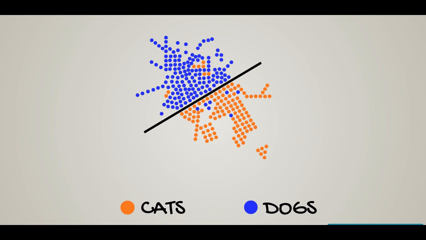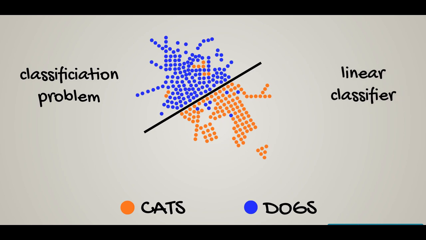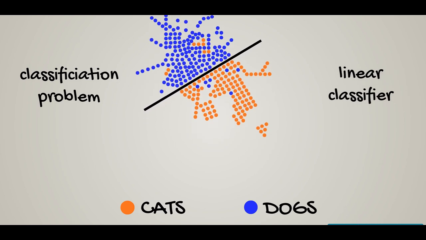In this situation, we have a classification problem. We are trying to classify the photos into dogs and cats. Such a model is called a linear classifier. It looks useful, right?